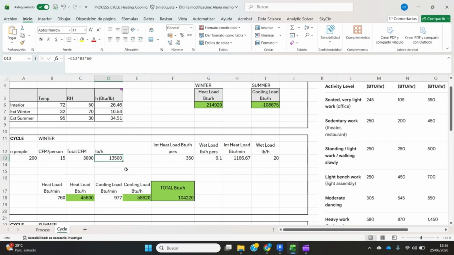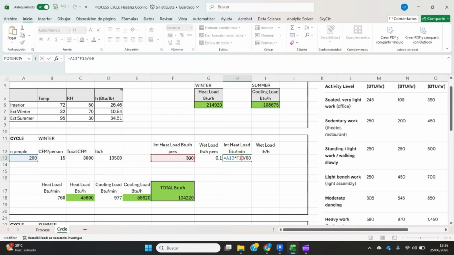with enough fresh air. Then we have the interior heat load per person. So here, remember, we are going to select this one, 350 BTU per hour per person. And how many BTU per minute? Okay, so it's 350 BTU hour per person times the number of people, 200, divided by 60 because we have to turn BTU hour into BTU minute. Okay, so this is the value that we have to type in the psychrometric. Okay, so this is the internal heat load.